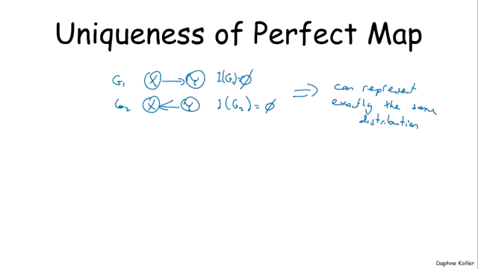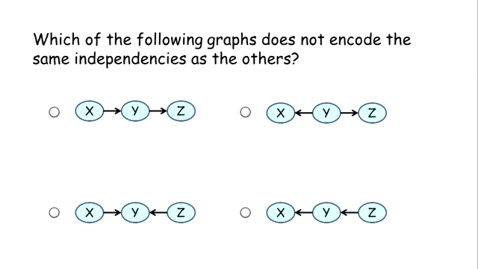There are many other situations where two distinct graphs with edges going in different directions represent the exact same set of independence assumptions. So for example, when we look at graphs over 3 random variables, it turns out that of these 4 scenarios, one of those represents a different set of independence assumptions than all the others, but all the others are the same. So which is the odd man out? Which of these following graphs does not encode the same independence assumptions as the others?